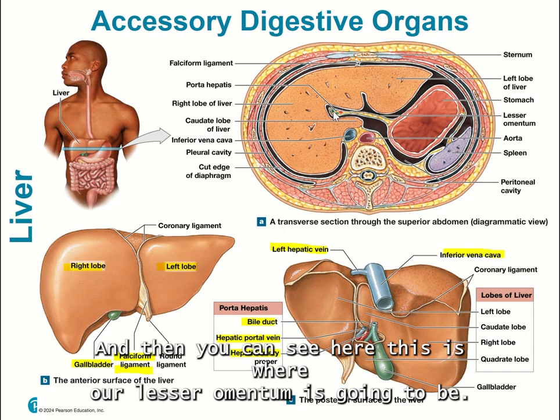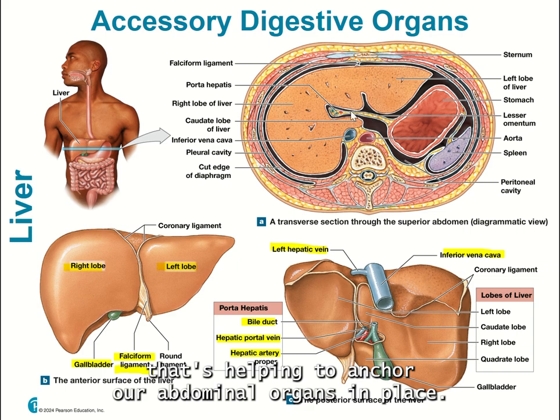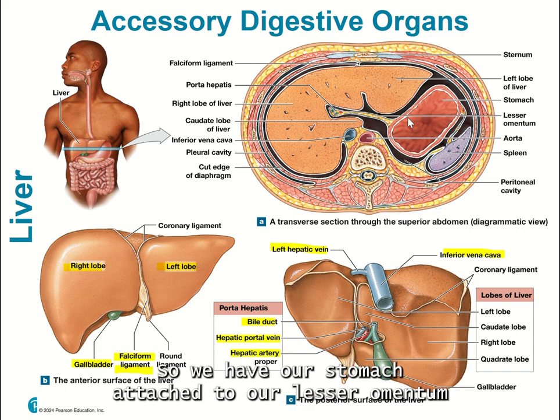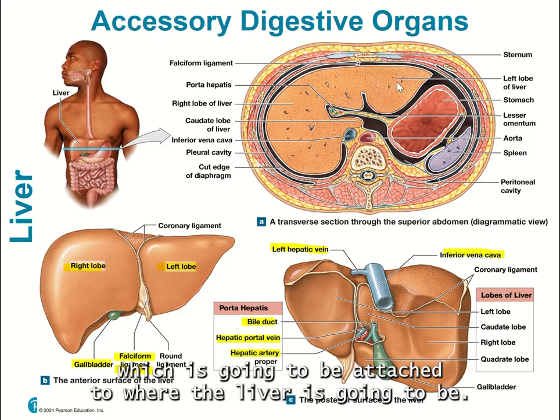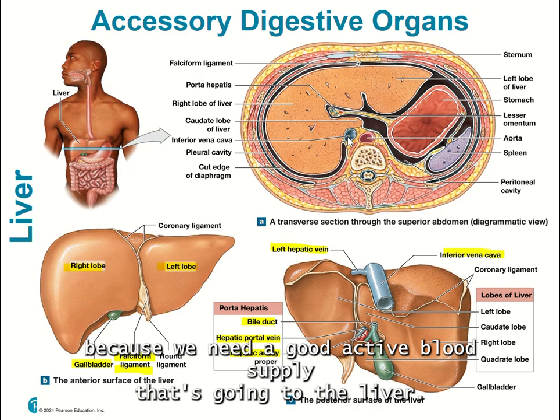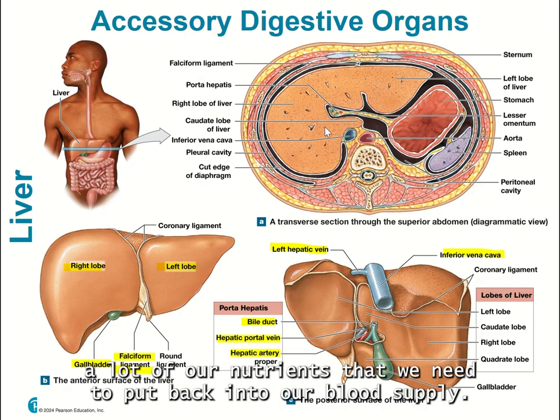And then you can see here, this is where our lesser omentum is going to be. Remember, that's one of those mesenteries that's helping to anchor our abdominal organs in place. And you can see it is going to be attached right here to the stomach. So we have our stomach attached to our lesser omentum, which is going to be attached to where the liver is going to be. You can see your aorta and inferior vena cava are going to be very close by. That's very important because we need a good active blood supply that's going to the liver, because remember, that's going to be metabolizing and processing a lot of our nutrients that we need to put back into our blood supply.